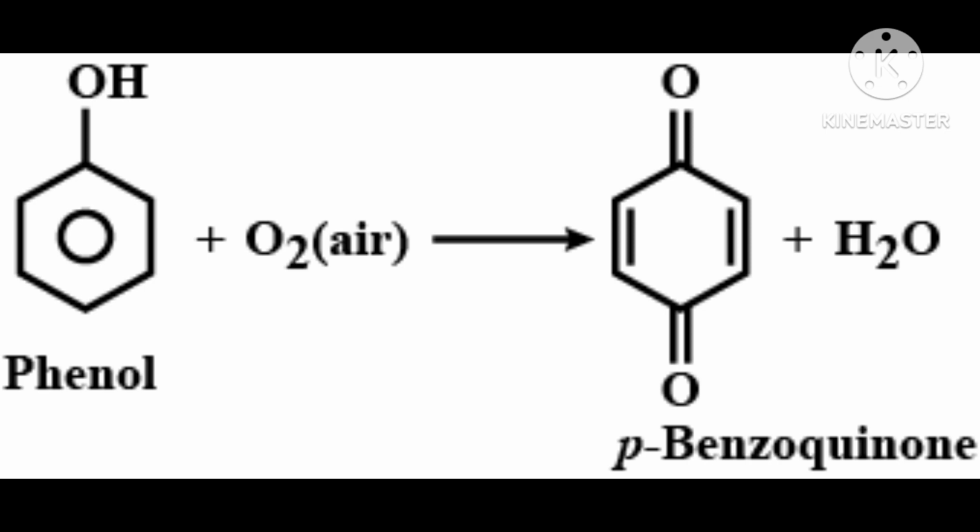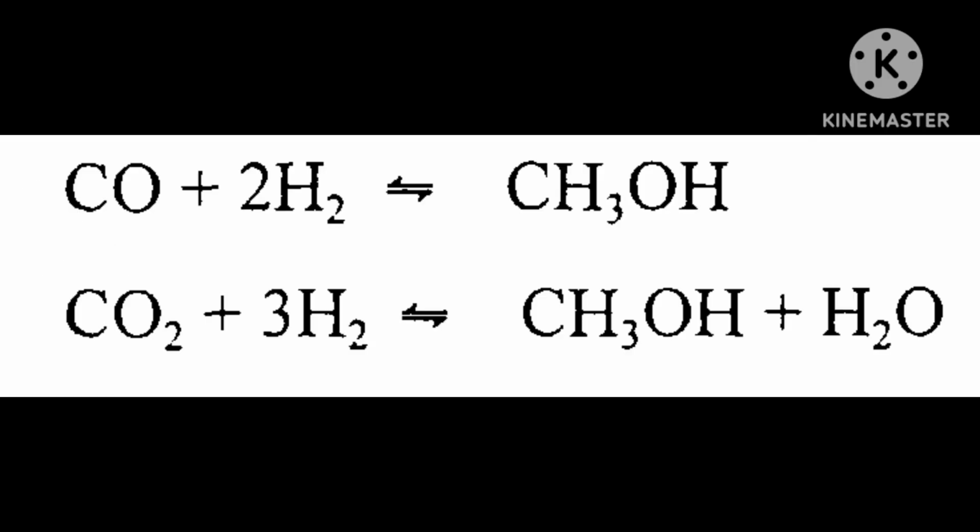Methanol is used as a solvent in paints and varnishes, and chiefly for making formaldehyde, HCHO. Now let us come to ethanol, a very important alcohol. Generally, when people say alcohol, they understand ethanol.